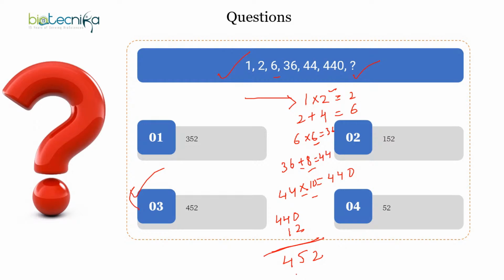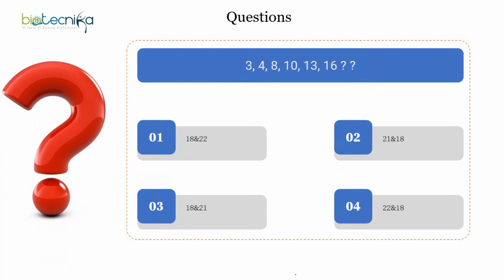Okay, so next question पे जाते हैं. Next question is somewhat this kind: 3 4 8 10 13 16. This is my series: 3 4 8 10 13 16. I have to find out what is the number which will come on these two question marks. दोनों question marks में क्या number आएगा?